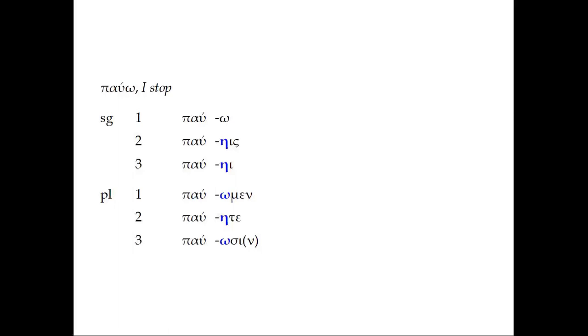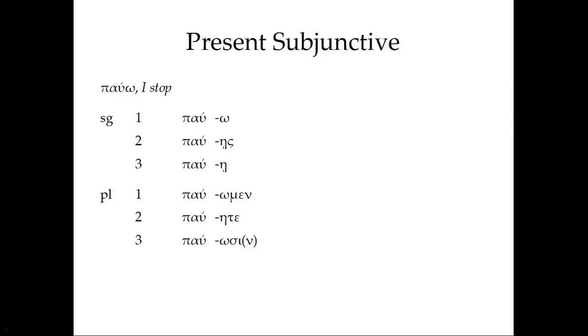The only other change we have to make, in the second and third persons singular, is right here, where we see eta followed by iota. This iota is what you might call adscript, written after the vowel that it follows. We're going to write it subscript, simply. So eta iota becomes eta with an iota subscript. And that's it. These are the forms of pauō, I stop, in the present subjunctive.